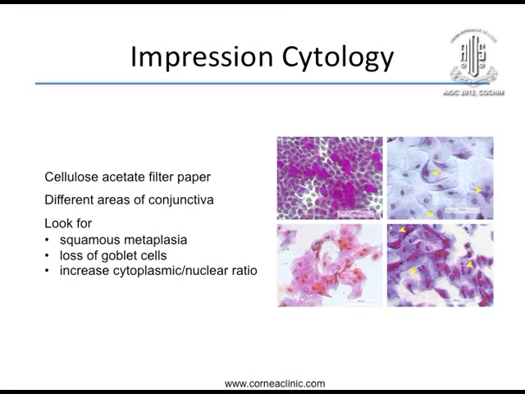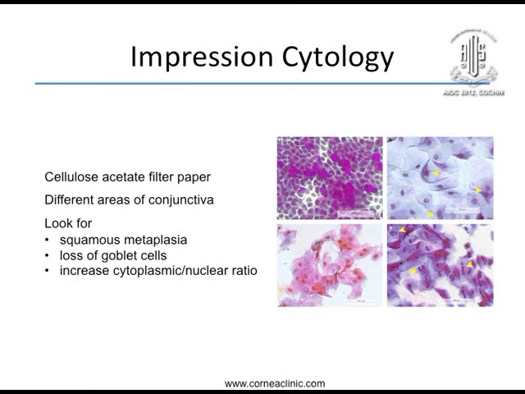as in superior limbic keratoconjunctivitis. Impression cytology is not done clinically, but it can be performed where you use small bits of cellulose acetate filter paper and apply them to different parts of the conjunctiva. Then you peel it off and do PAS staining, and you look for squamous metaplasia, loss of goblet cells, and increased cytoplasmic nuclear ratio.